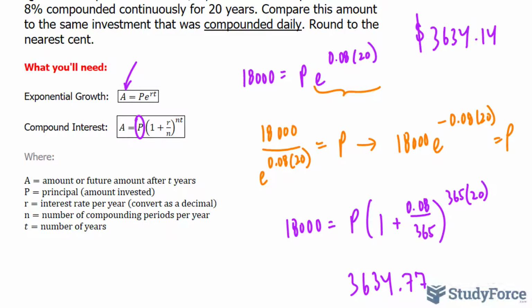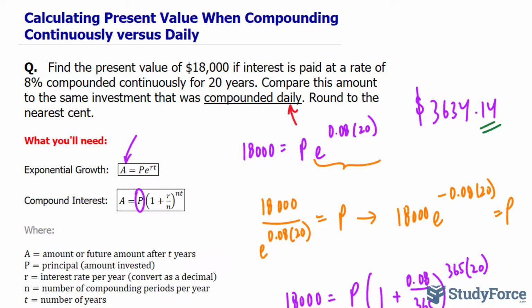Notice the difference between the two. It's a small, subtle difference. 14 cents versus 77 cents. This means that if something is compounded continuously, obviously you get to finish the payment faster than if it were to be compounded daily. And mind you, compounding something daily makes payments go faster. So even though this is quite fast, continuous is even better. So now you know the difference between present value when compounding something continuously versus daily.